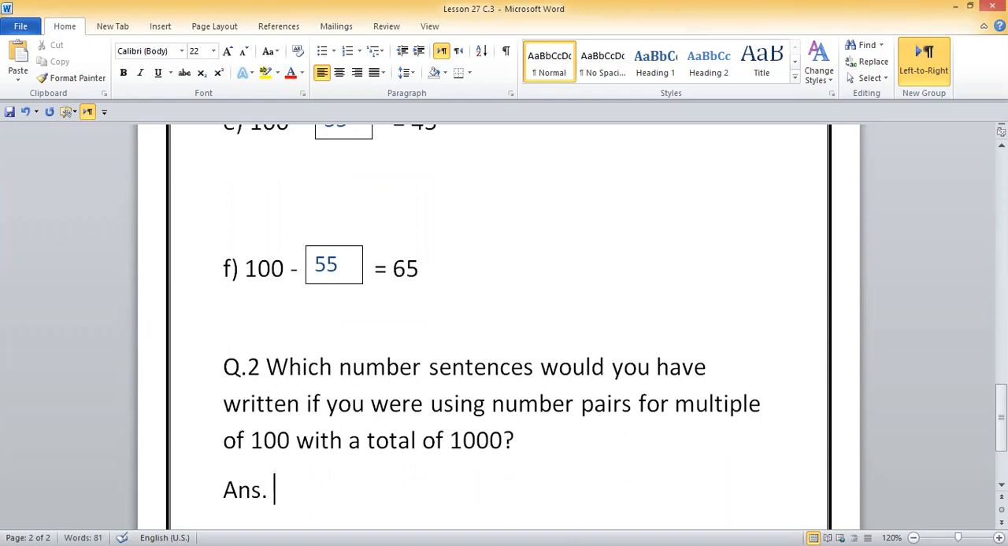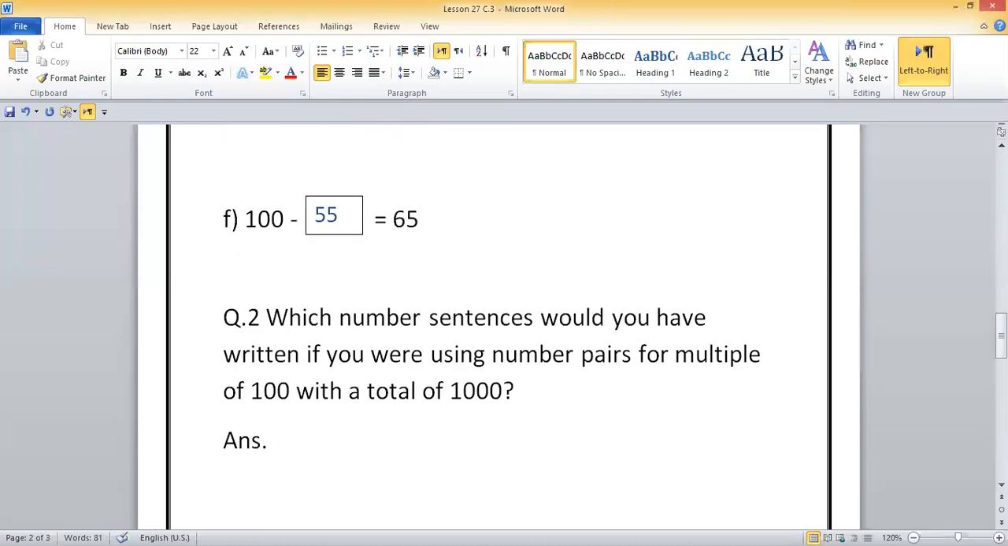Okay. You're asking which number sentences would you have written if you're using number pairs for multiples of 100. They're asking to write using multiples of 100. We have to make number pairs for a total of 1,000. Okay? So what are the multiples of 100?